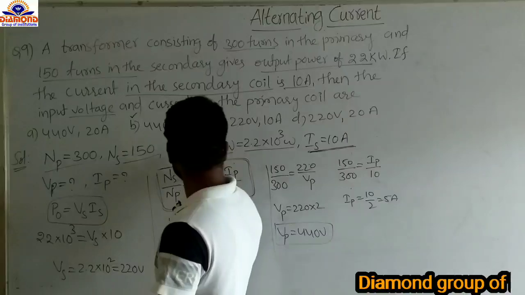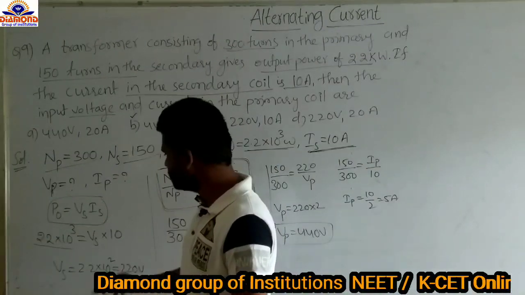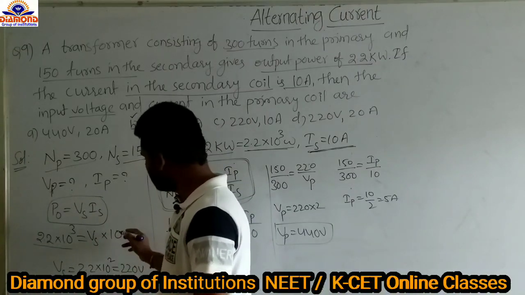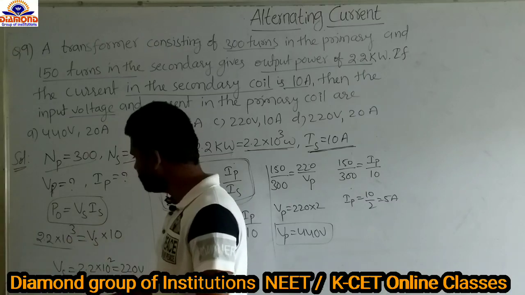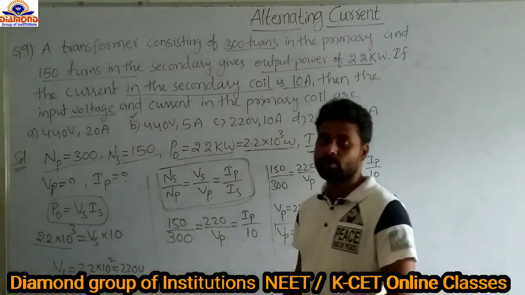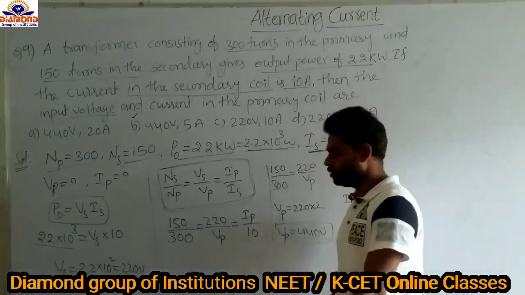P naught value is given, 2.2 into 10 power 3 watts. Vs value we don't know. Is value is 10. So Vs equals 2.2 into 10 power 3 divided by 10. The 10 cancels, we get 2.2 into 10 power 2. 10 power 2 means 100. 2.2 into 100 is nothing but 220 volts. Vs value we got, the output voltage.